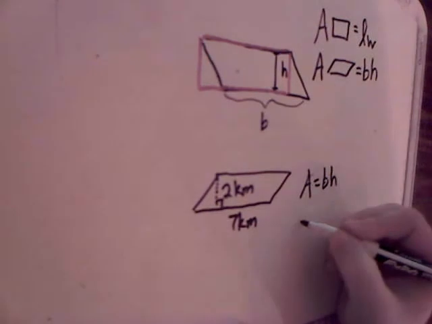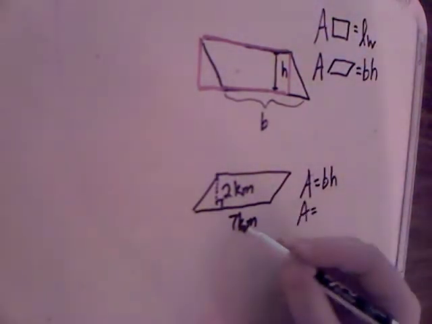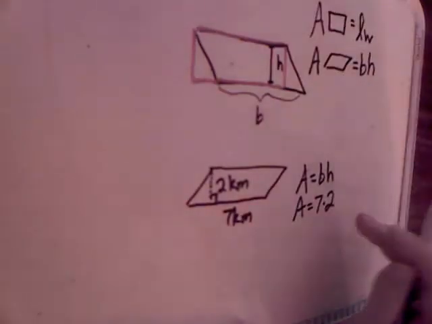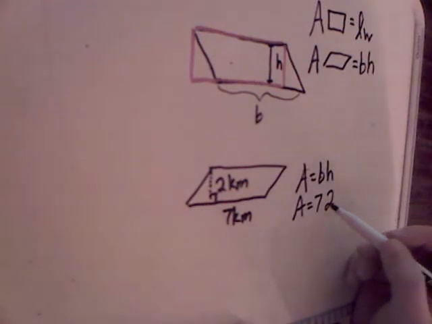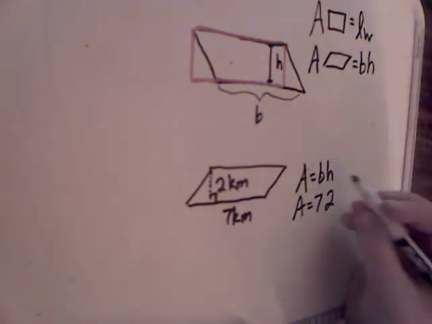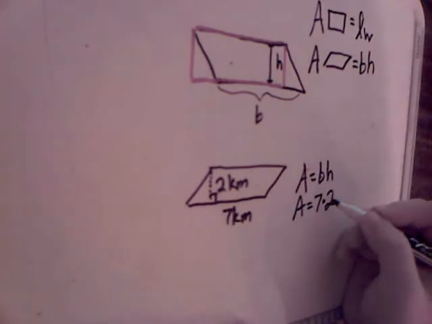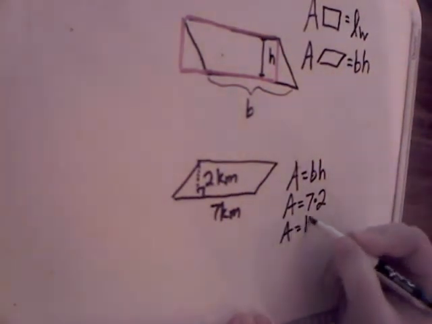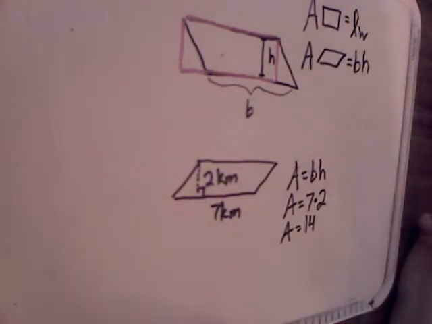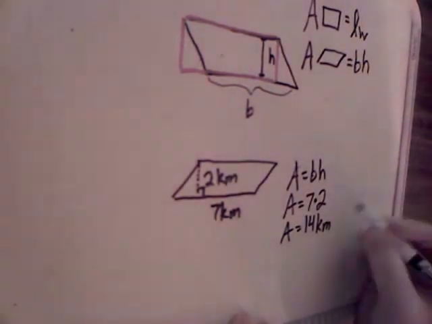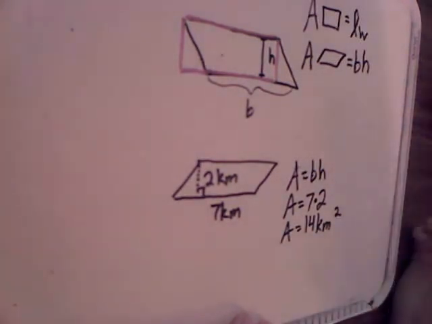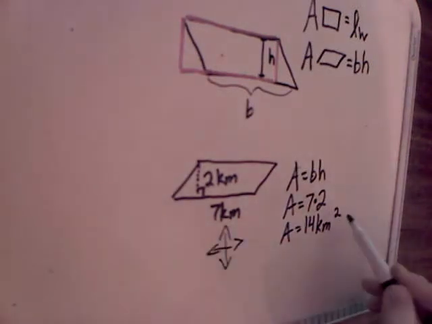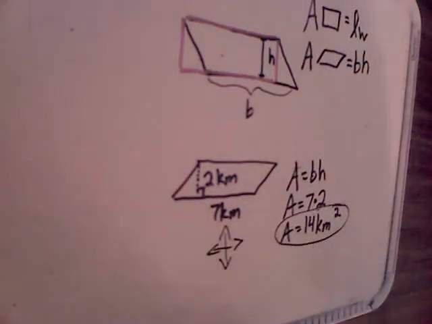Then we're going to plug in the numbers. Area equals the base is 7. The height is 2. Remember, if you don't put that multiplication sign between the 7 and the 2, it looks like 72. Make sure you put that sign. No sign means multiplication. 7 times 2 is 14. Our area is 14 kilometers squared because we're looking for a two-dimensional measurement. Area is 2 directions. So we have a little 2 there.